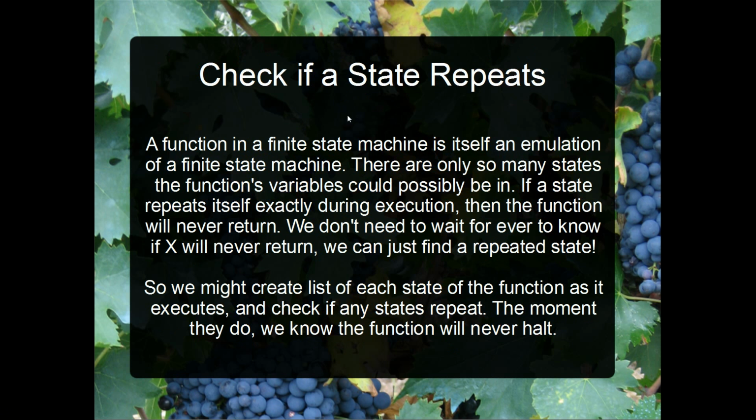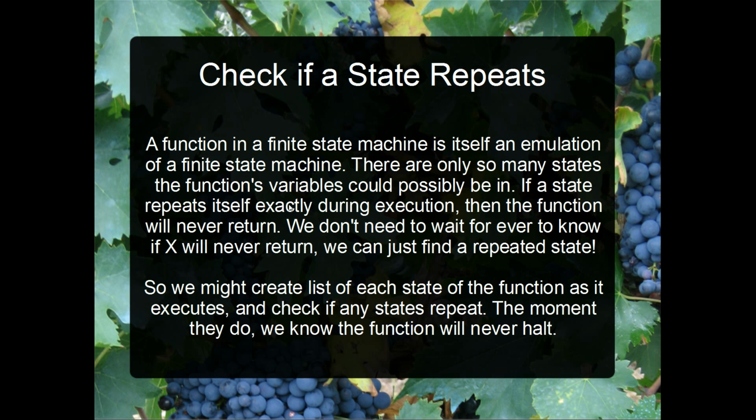I think the trick here is to write a function that checks states. A function in a finite state machine is itself an emulation of another finite state machine. If you're not familiar with the term finite state machine, maybe just check out Wikipedia or something, but it means that if you create a machine that's only got so many states, then it can emulate other machines with so many states. The point is that the number of states that it can possibly have, every variable that it's using can possibly have, the number is finite. It might be large, but it's finite.